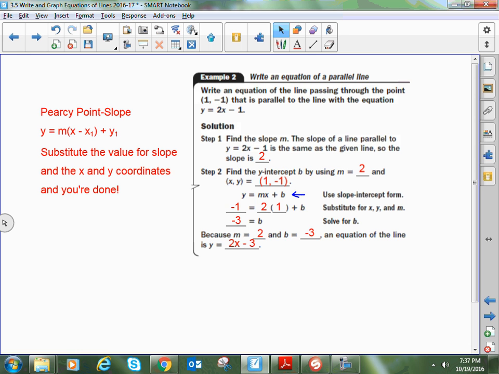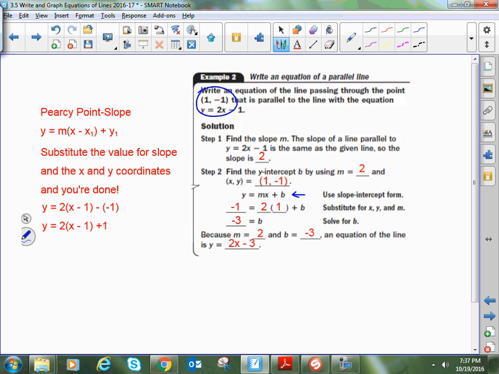We just know that the slopes are the same, so if they say the first slope is 2, the second slope also has to be 2. So simply by taking the coordinate, the negative 1, negative 1, and sticking it in here along with the slope, we can write the equation very, very quickly.